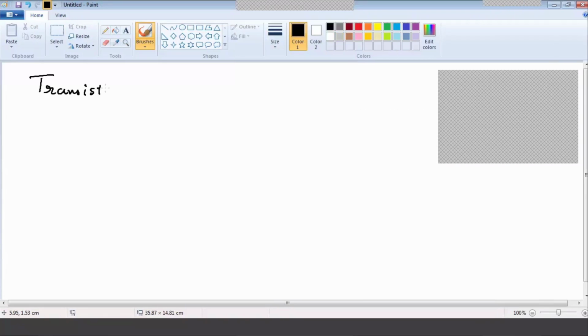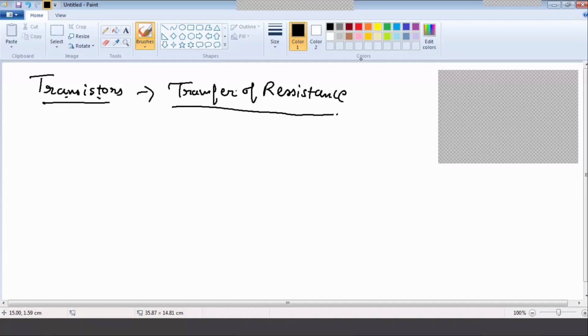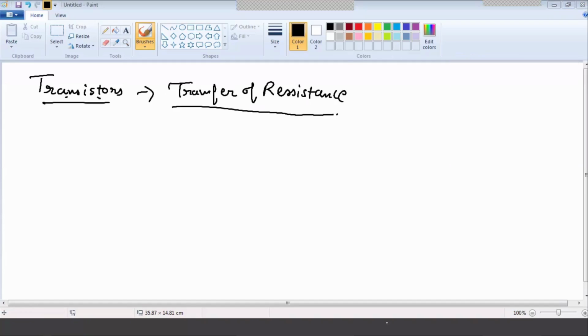So basically we will discuss the transistor here because diodes are already discussed as you are seeing that. So transistor is transfer of resistance, right? Transistor word comes from the two things, transfer of resistance, right? So basically it is used to control the current and for the switching, right?